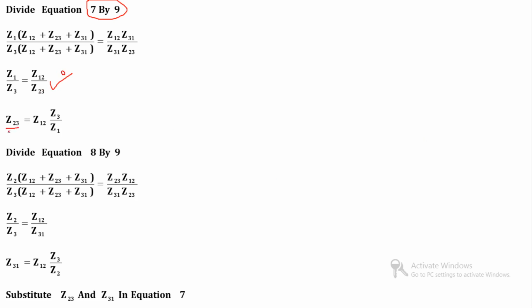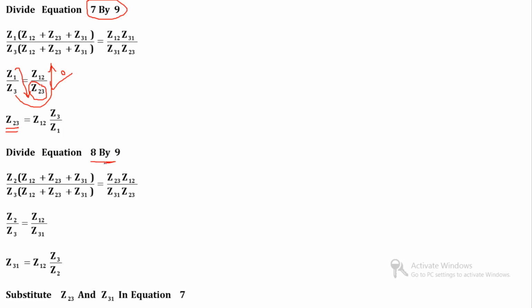So you can write Z23 is equal to, this Z3 will be multiplied over here and this Z1 will divide over here. So Z23 is equal to Z12 into Z3 by Z1.